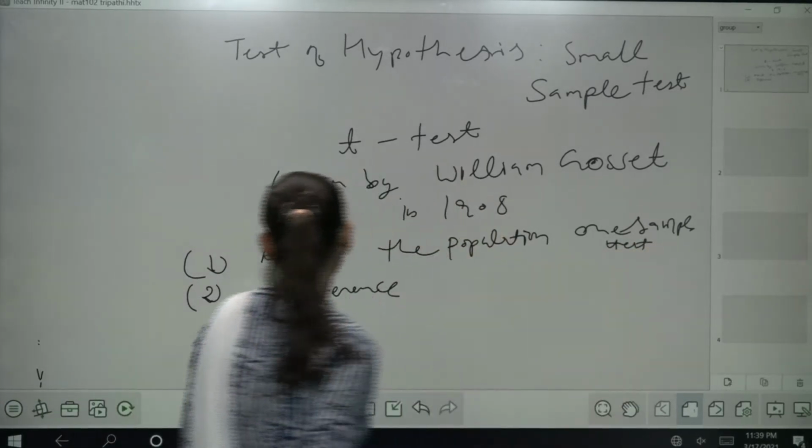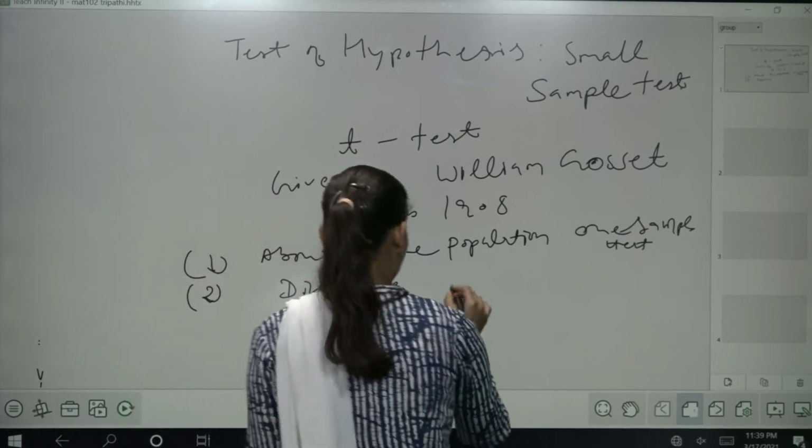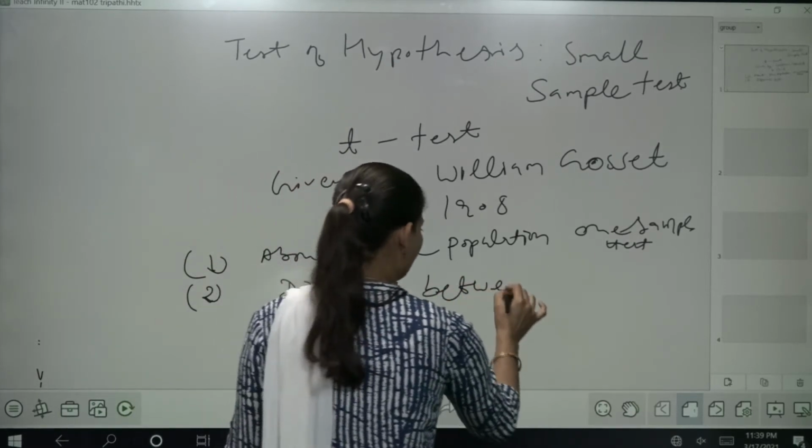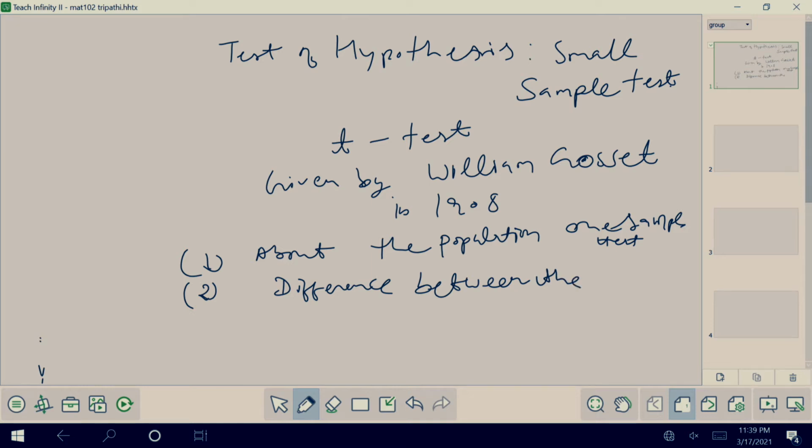And there is another, that is test of hypothesis about the difference between the means, x bar, of two independent samples. And the third test, test of hypothesis about the difference of means of two dependent samples. There is a difference between the second and the third.